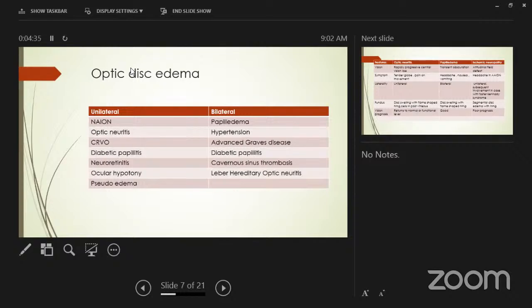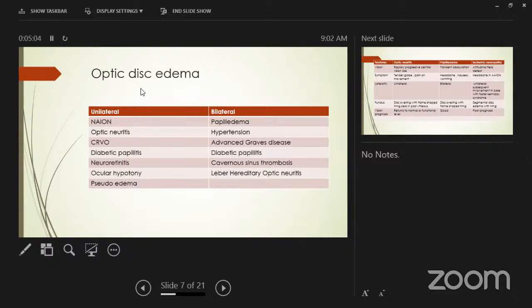Next topic of discussion is optic disc edema. It can be unilateral or bilateral. The most common cause of unilateral optic disc edema is non-arteritic anterior ischemic optic neuropathy. Next is optic neuritis, third is central retinal vein occlusion, then diabetic papillitis, neuroretinitis, ocular hypotony, and pseudoedema.